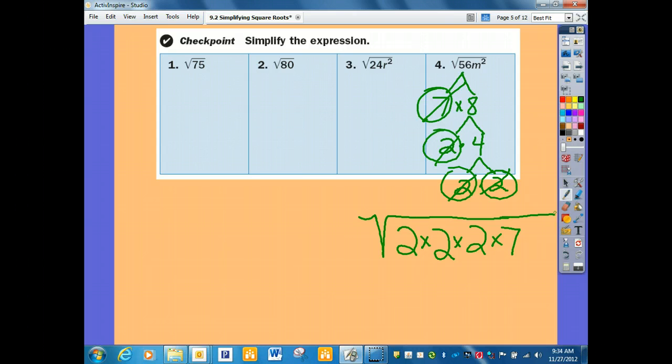Done? No. What did I forget? What did I forget? The m. Yes, my variable. So I need times m times m. I'm squishing them in there. M&M's.